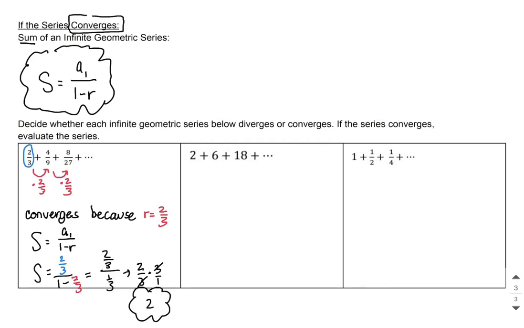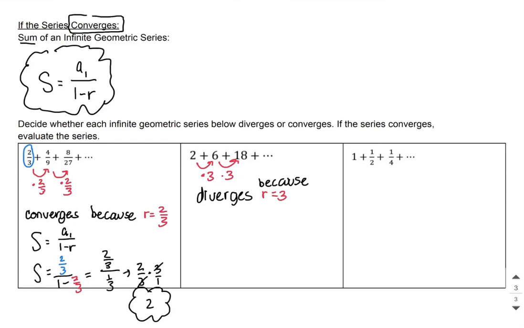For the next example, 2 to 6 to 18, I can see these numbers are increasing each time. I'm not getting smaller and smaller each time. I'm getting bigger and bigger. So this diverges, but I can also tell because as I go from term to term, I'm multiplying by 3. So r is equal to 3, which is greater than or equal to 1. I don't need to find the sum there.